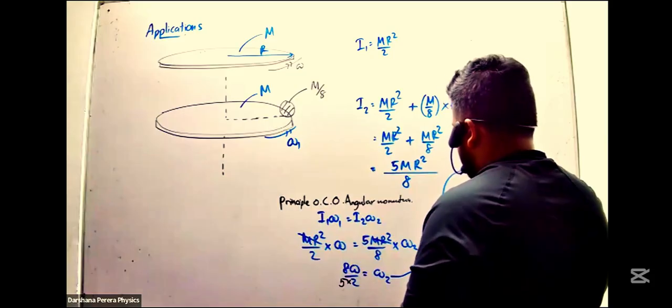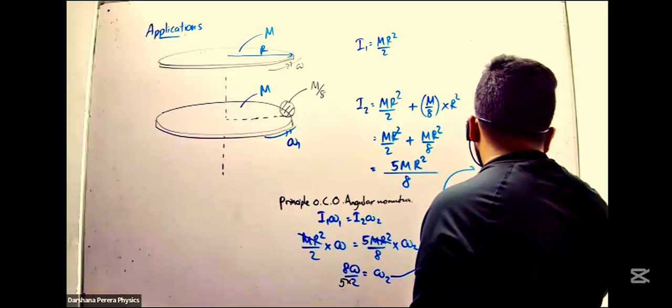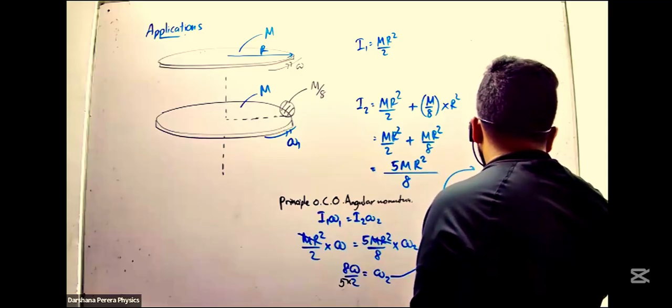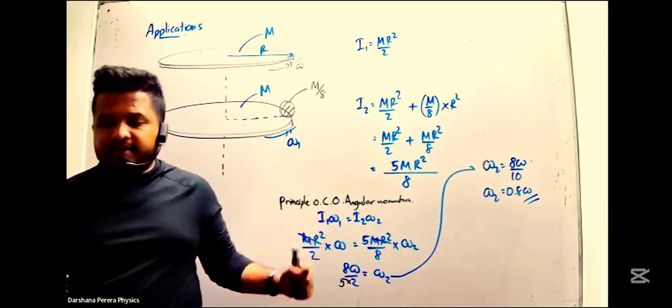8 omega over 10, that means 0.8 omega. This is correct because when I increases, omega decreases.